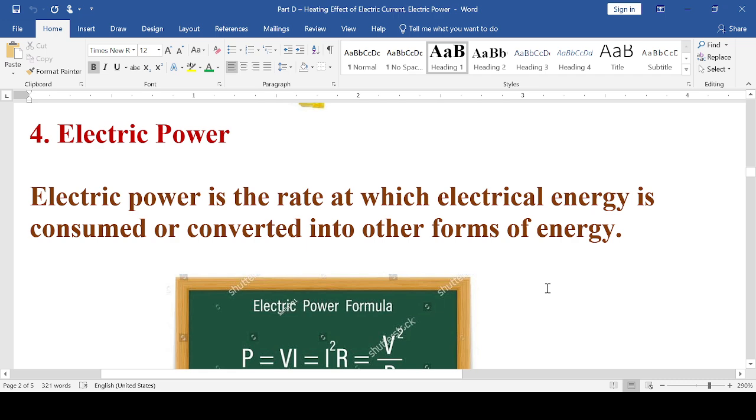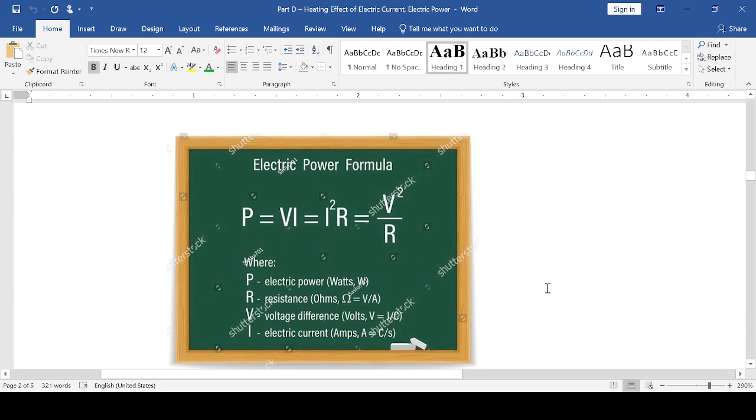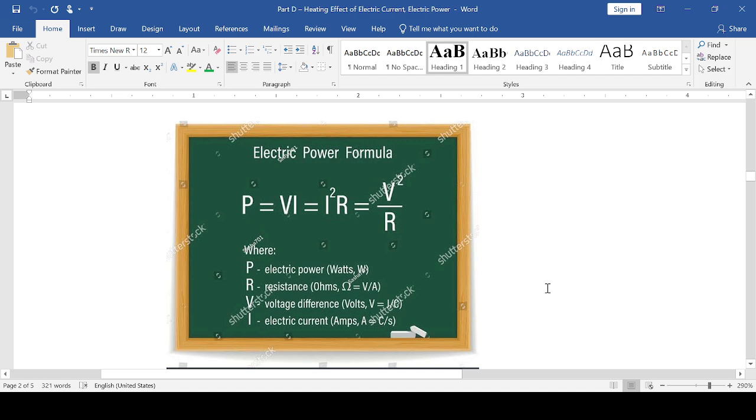Next comes electric power. Electric power is the rate at which electrical energy is consumed or converted into other forms of energy. What is electric power? In the given time, how much electrical energy is consumed or converted into other forms of energy. So for how much time did you supply the current, and the electrical energy has been converted into other forms.